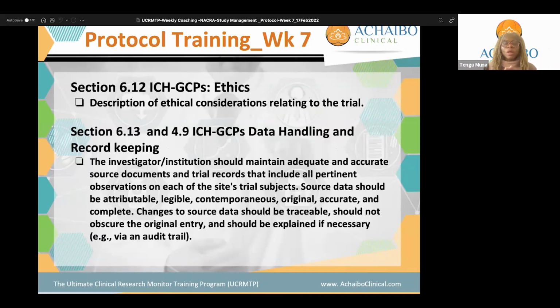Okay, so we are going to talk about ethics today, and I won't go into too much detail because we know that our industry is so highly regulated, you guys, and we know why. We're dealing with human beings. We're dealing with patients.